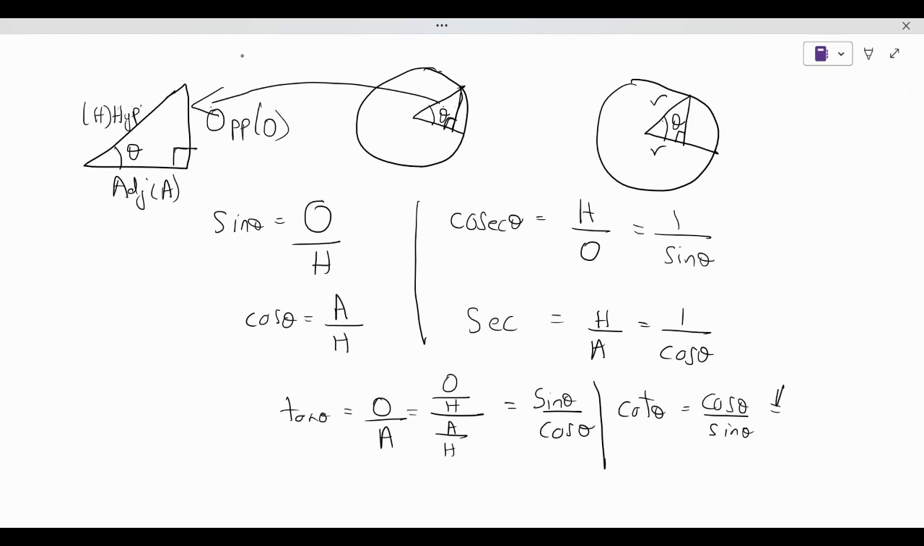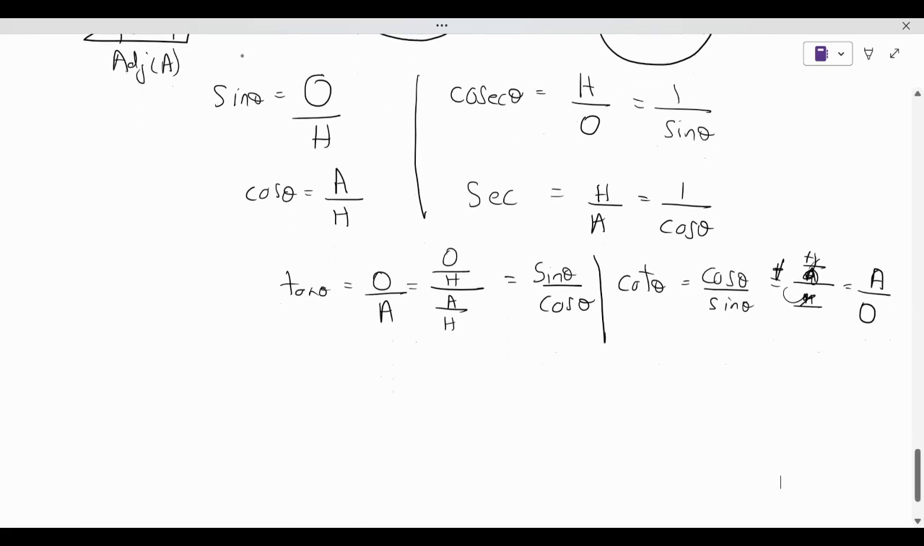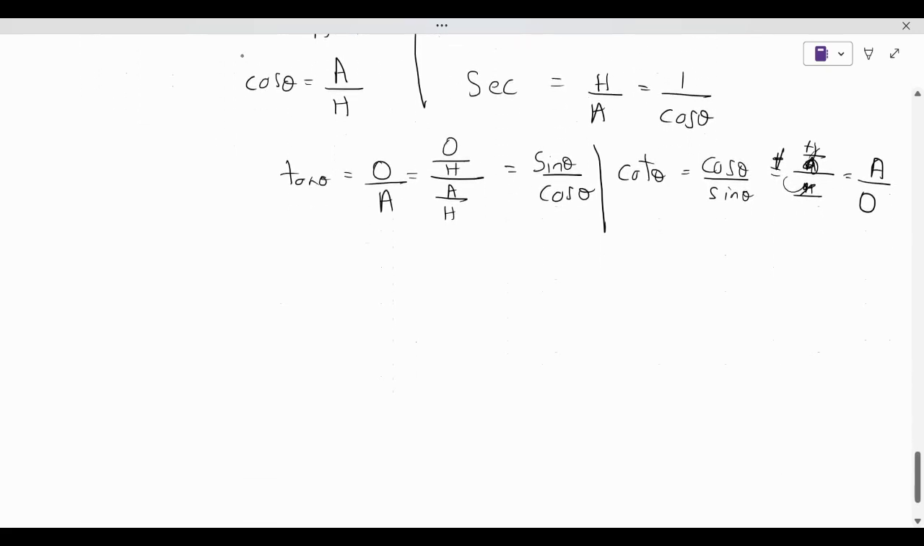The opposite of tan theta is cot theta, which is equal to cos theta by sine theta. Oh, I'm sorry, cos theta by sine theta is equal to adjacent by opposite. Clear? So these are the trigonometric ratios.